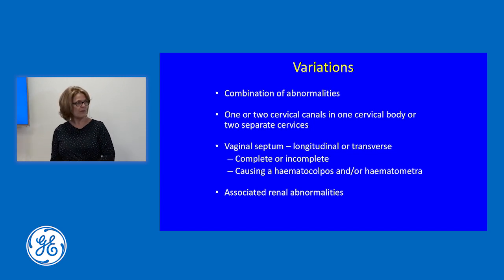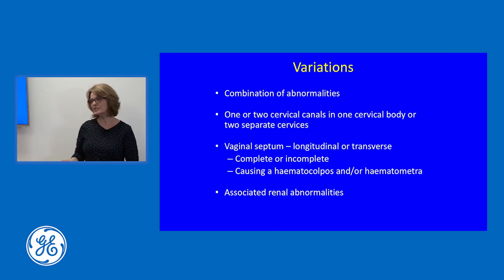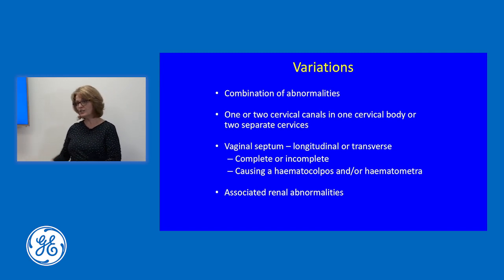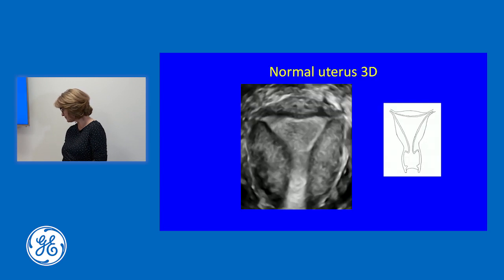And it's always very important to arrange for a renal ultrasound in women who have a congenitally abnormal uterus, because they may well only have one kidney, or have a horseshoe kidney, or have some other abnormality. So you need to know about that.